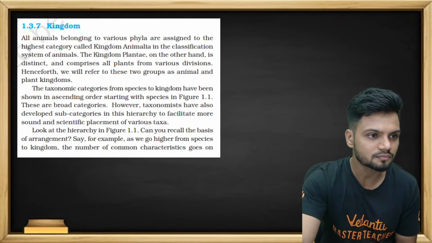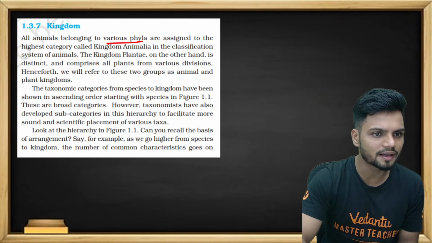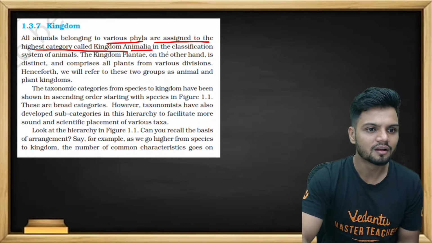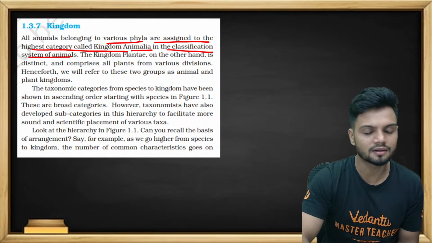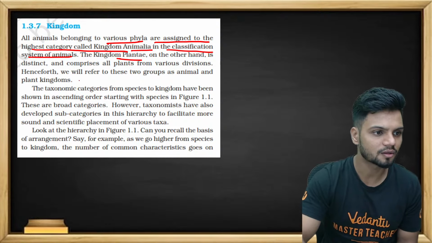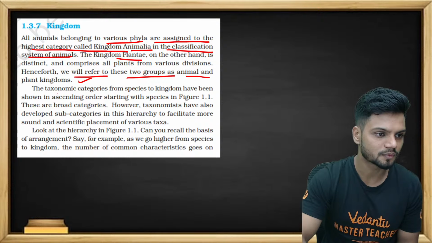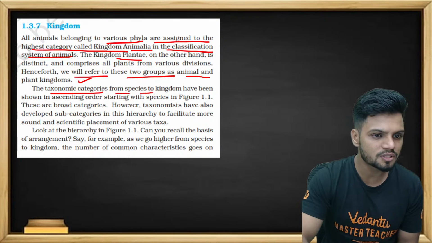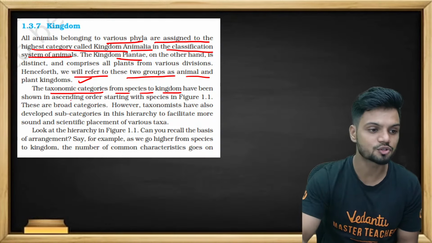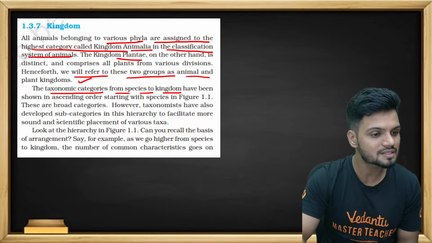Okay. The last one is kingdom, the top level. All animals belonging to various phyla are assigned to the highest category called kingdom Animalia in the classification system of animals. Kingdom Plantae, all the plants. Henceforth, we will refer to these two groups, animals and plants, as kingdoms. Taxonomic categories from species to kingdom have been showcased in ascending order. These are the broad categories; however, taxonomists also developed subcategories.